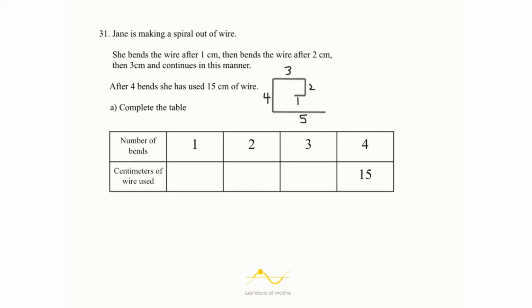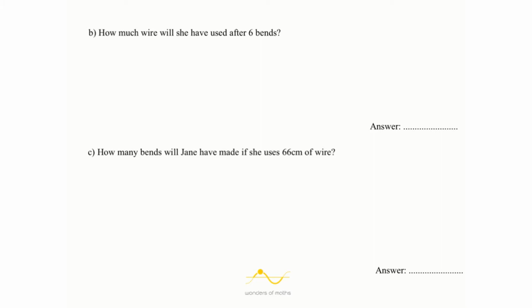To do the rest of the table, we need to take into account the amount of wire used before and after the bend. So, after 1 bend, Jane has used 3 centimeters of wire. After 2 bends, she's used the amount of wire from the first bend, which we know is 3, and 3 more centimeters of wire, so she's used 6 in total. Following this method, how many centimeters of wire are used after 3 bends? The answer is 10. Let's move on to the next part.